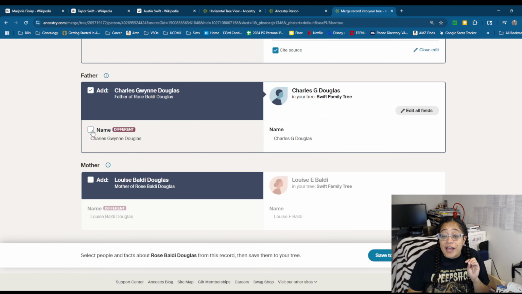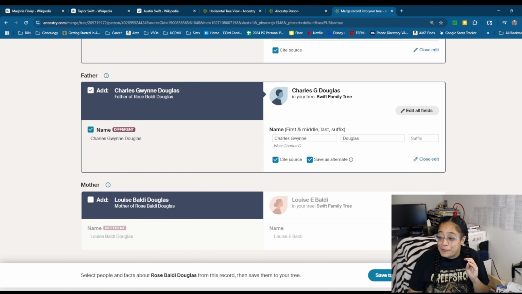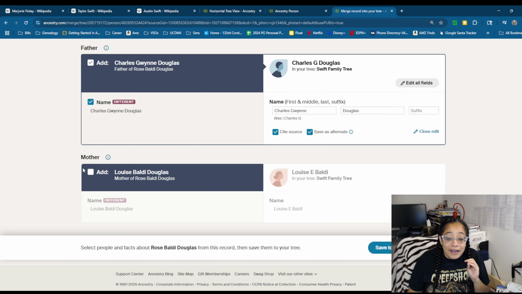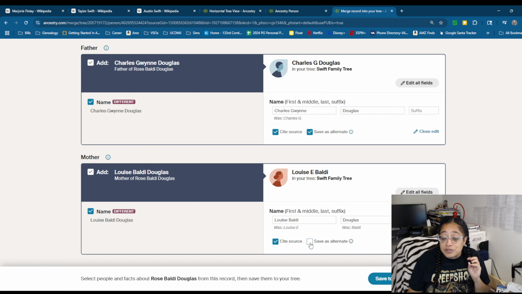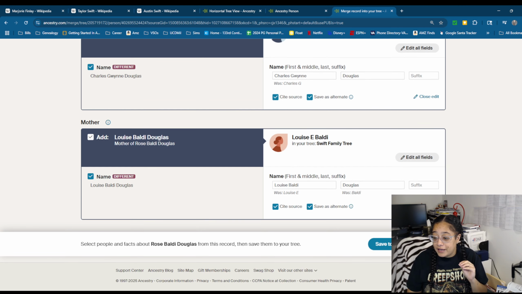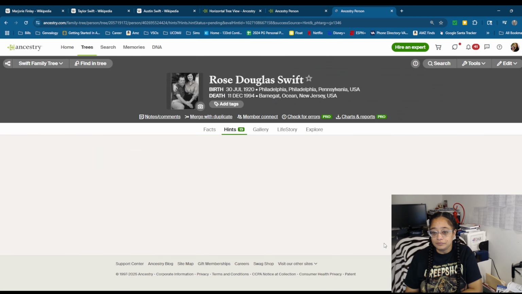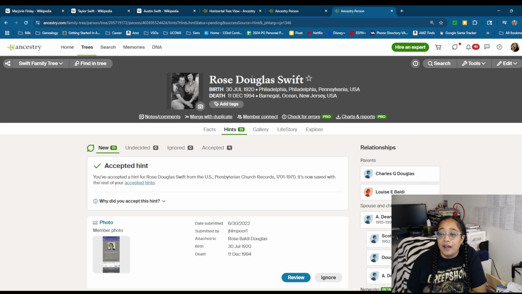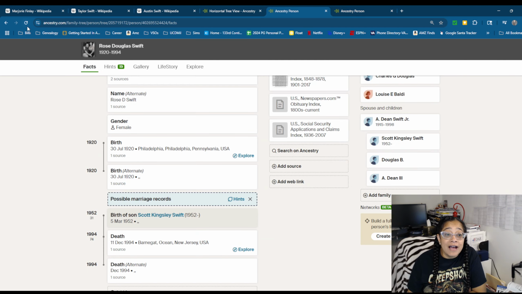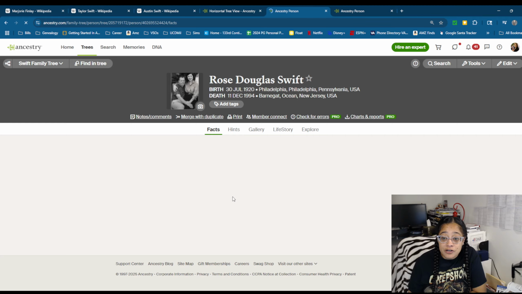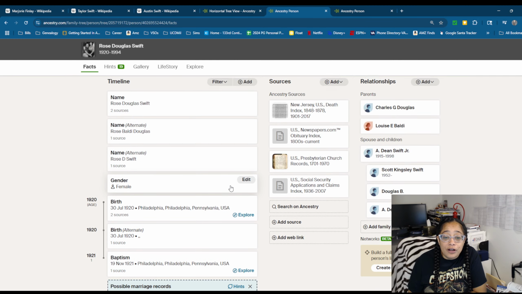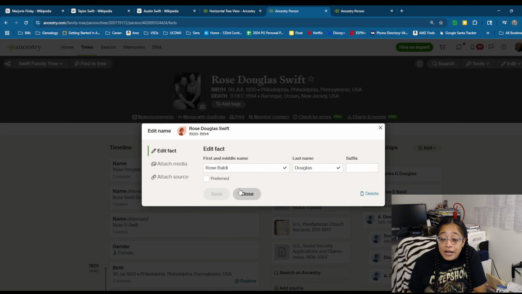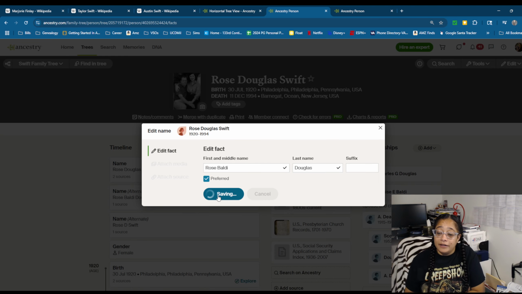Now for the father, we have a full name now, so we want to save that as an alternate, and we want to save her mother's married name as an alternate as well. So we're going to hit save to tree for that. And then we're going to go back to our facts page. We're going to hit refresh. Gorgeous. And then we are going to go ahead and update her name to her maiden name.